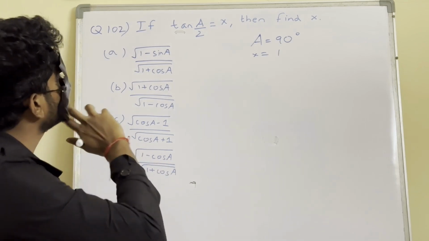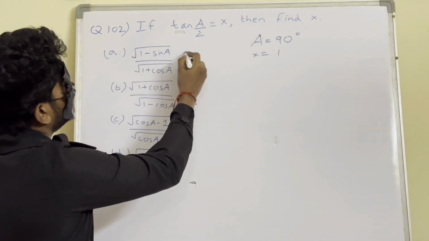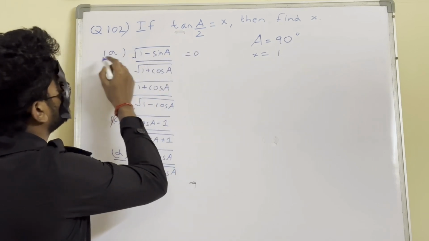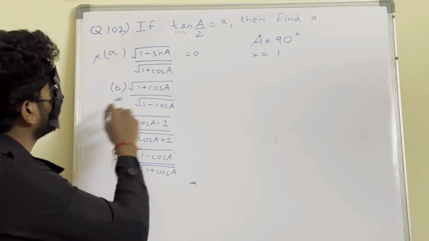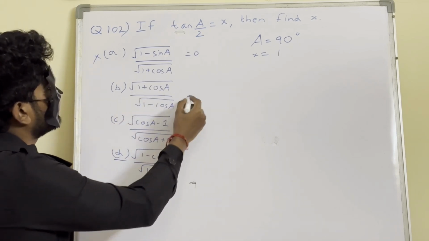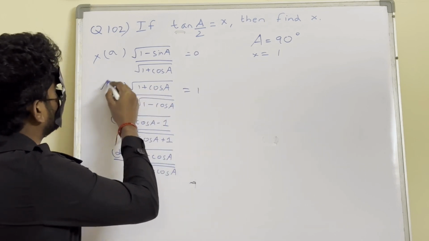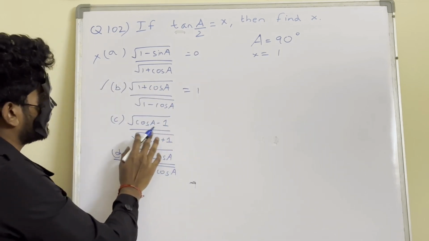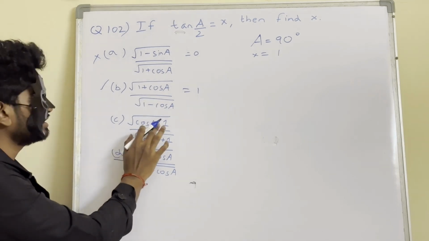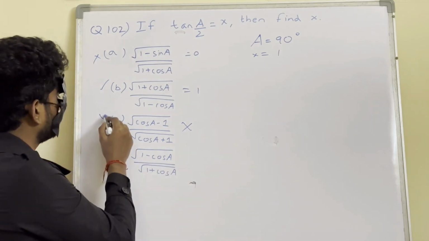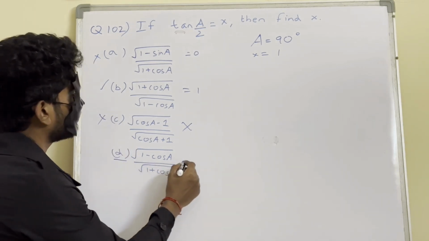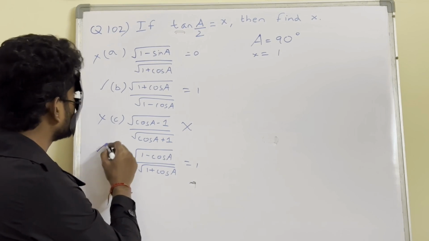Then check with options. 1 minus sin 90, here you will get 0. So this option is eliminated. Here you will get square root of 1 plus 0 by square root of, here you will get 1. So this can be, here you will get under root of minus 1, because cos 90 is 0. So this is not possible. So this is also eliminated. Here also you will get 1. So there are two possibilities, either B or D.